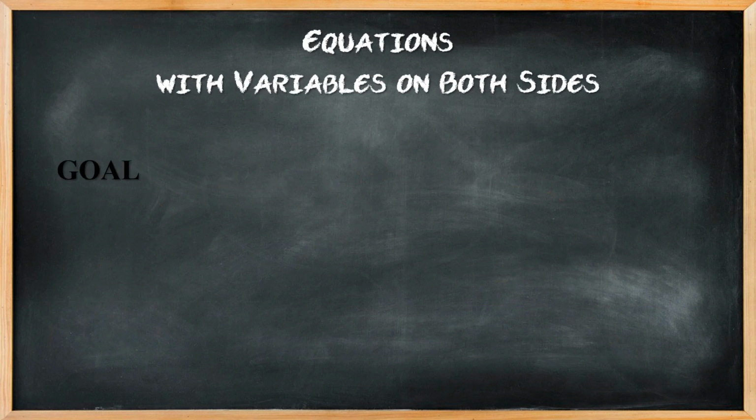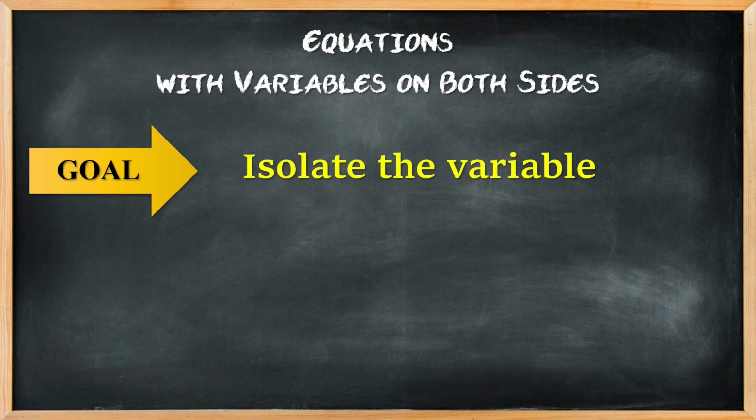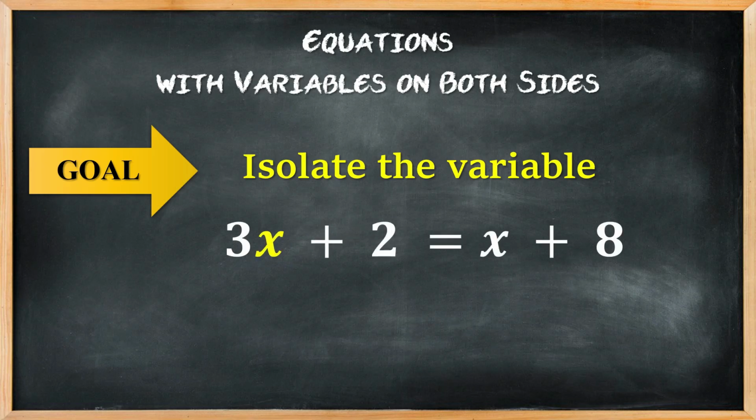Our main goal when solving any equation is to isolate the variable on one side of the equal sign. This means getting the variable by itself. We start with our equation where x appears on both sides, and through a series of steps, we end up with x equals a specific number.